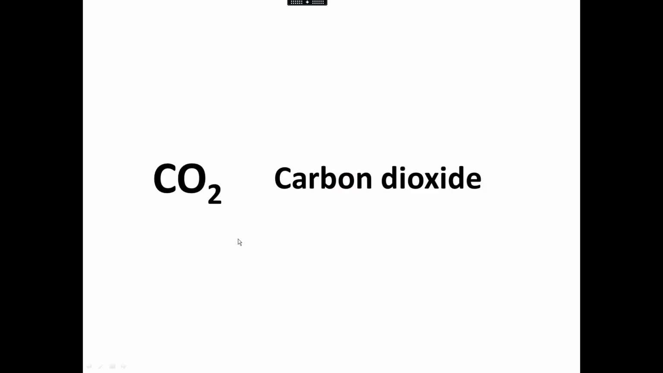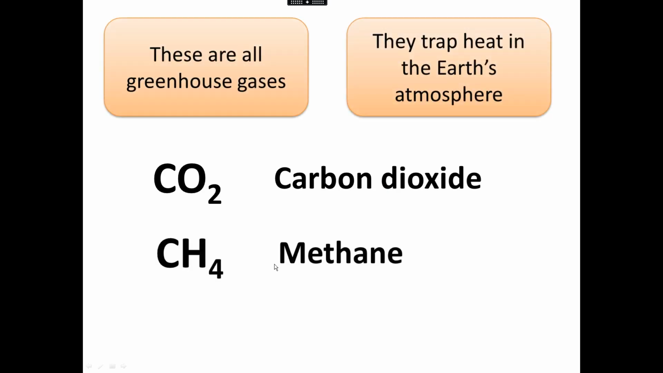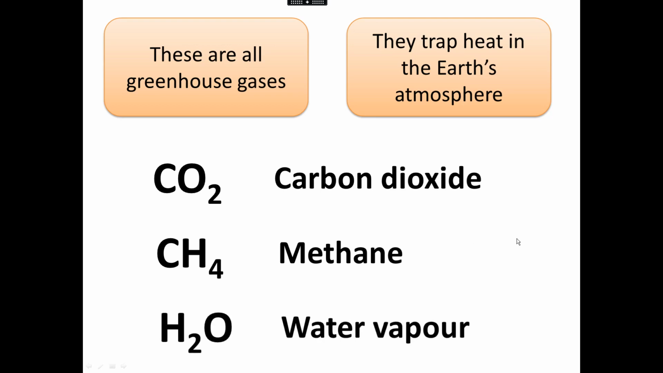Carbon dioxide has a formula CO2. It's a greenhouse gas. Methane has a formula CH4. It's a greenhouse gas. Even water vapor in the atmosphere will trap heat, so it also counts as a greenhouse gas. A greenhouse gas traps heat in the atmosphere.